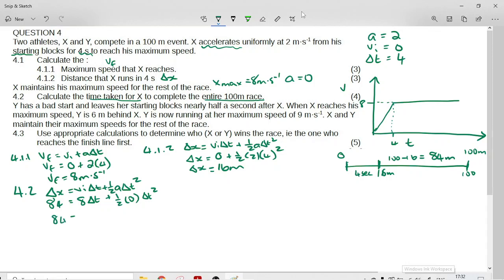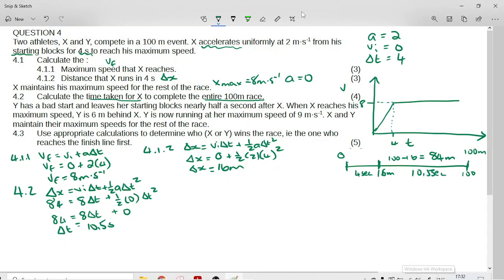So we get 84 equals 8 delta t plus 0, which means that if you solve this now, what is the delta t? The delta t is 10.5 seconds. But you've not completely answered the question because remember, this 10.5 seconds is over here.